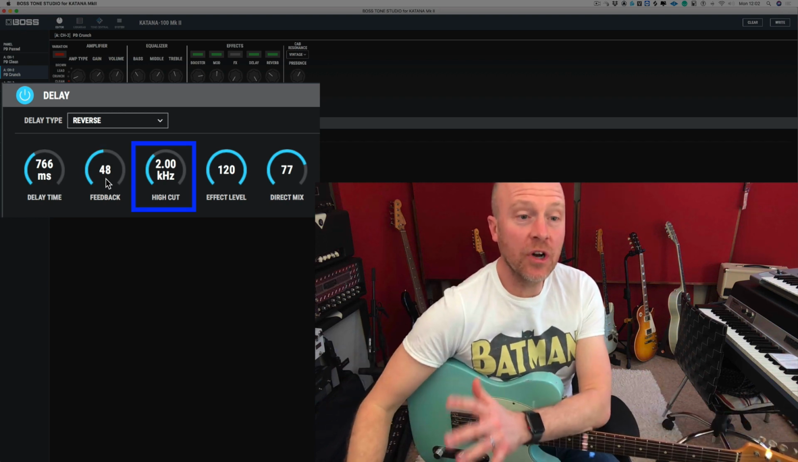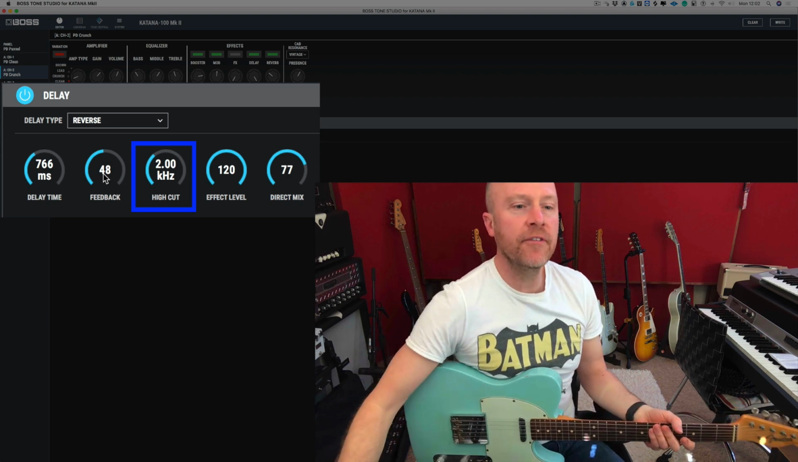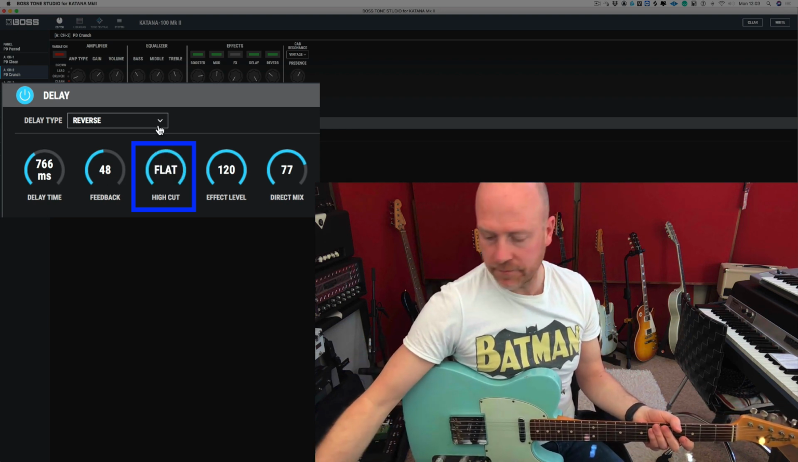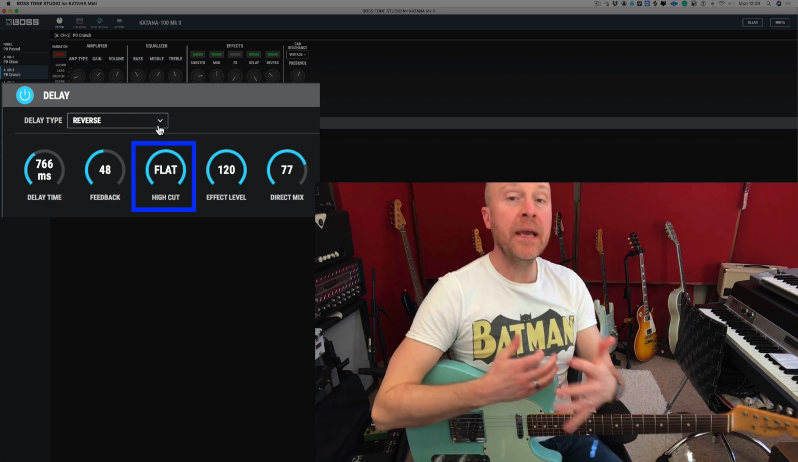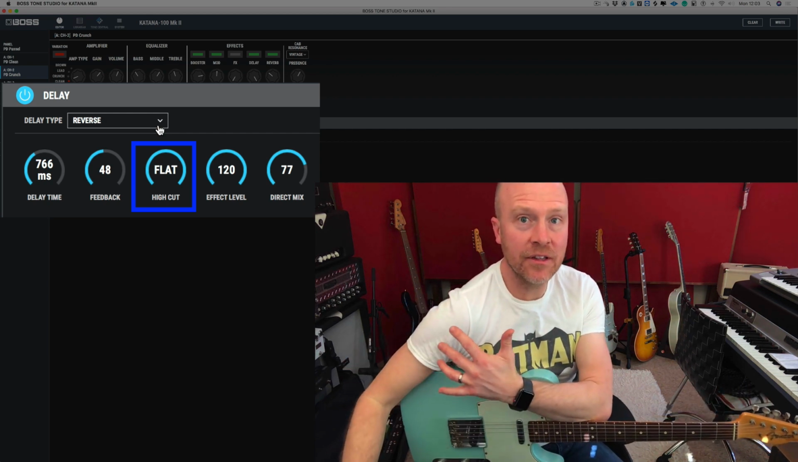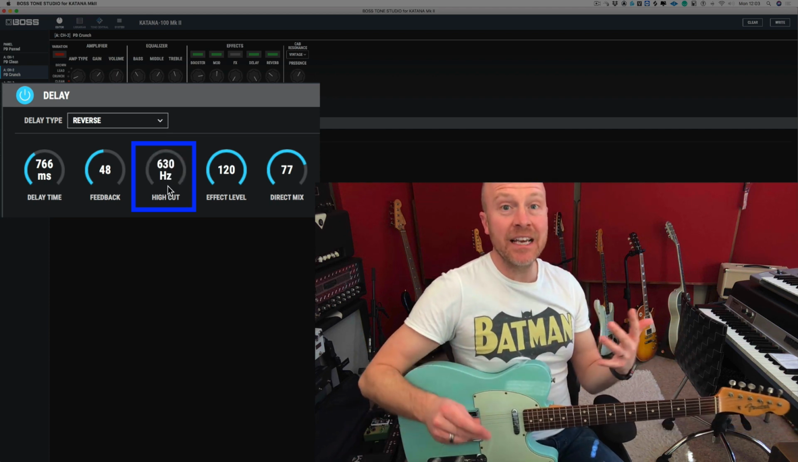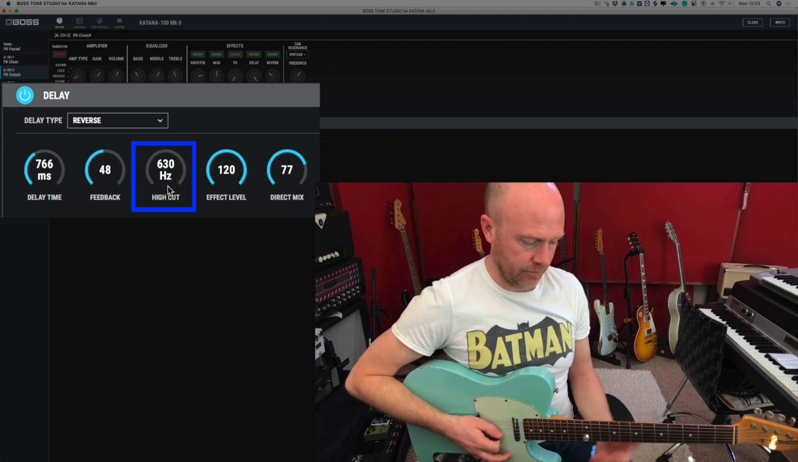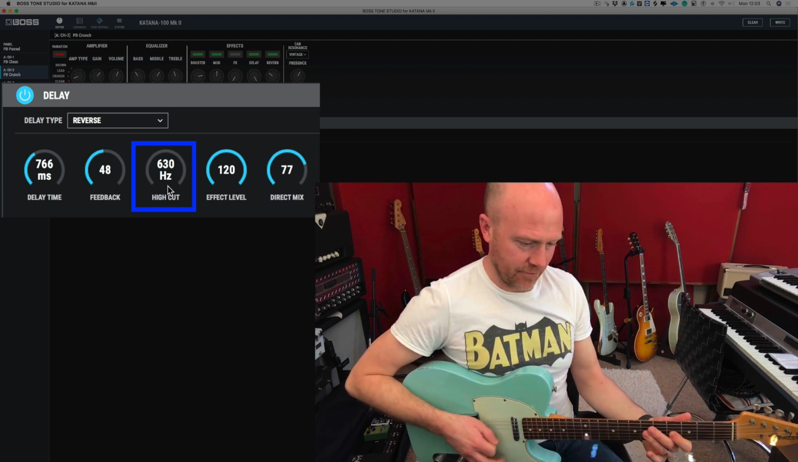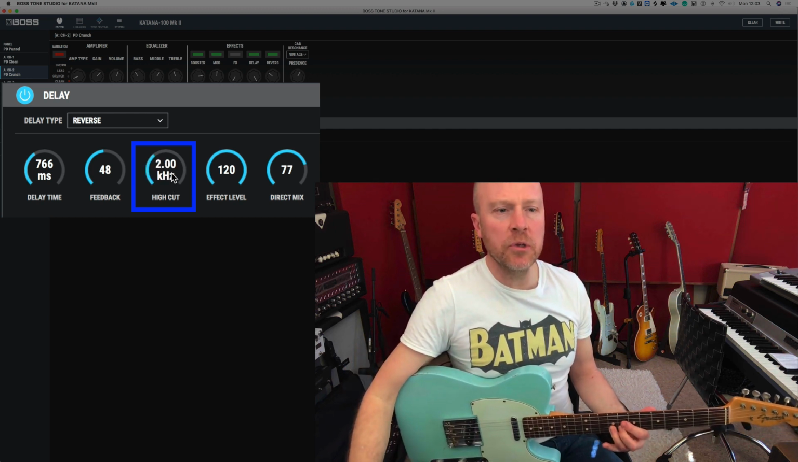Right, the next control is high cut. Now that is the frequency of the repeats. So for instance, if I turn this all the way up full, the repeats are at the same frequency as the original guitar part. So if I bring this all the way back, you'll hear the delays are much duller than the actual guitar. So let's turn that up to about 2.5K.